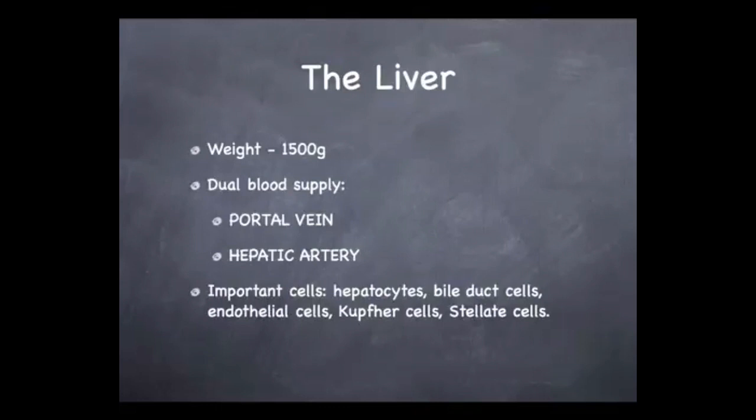A brief word on stellate cells because they're particularly important in the pathophysiology of cirrhosis. These cells are found between hepatocytes and endothelial cells, and their normal function is the storage of vitamin A. However, following injury, there is activation of these cells with laying down of collagen. However, I'm going to go into this in slightly more detail later.